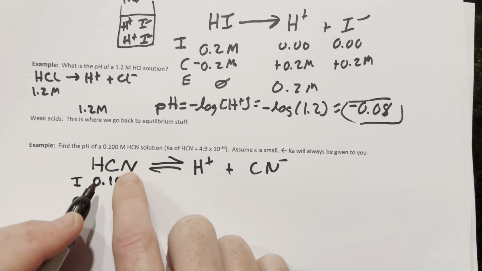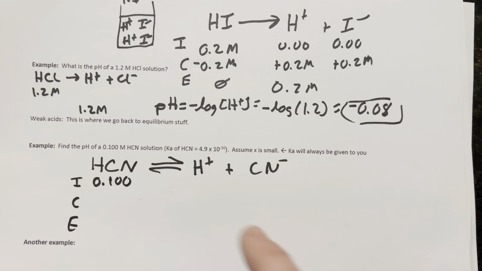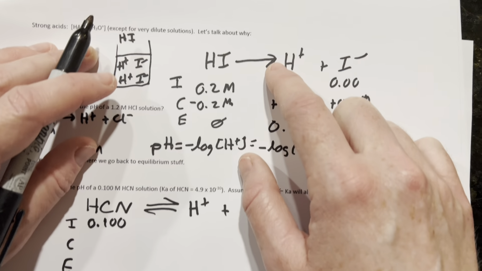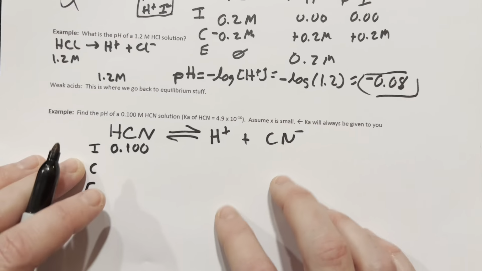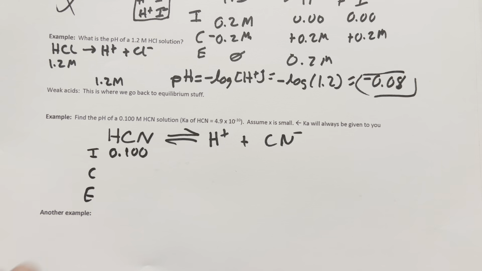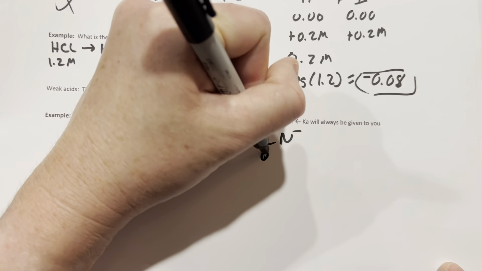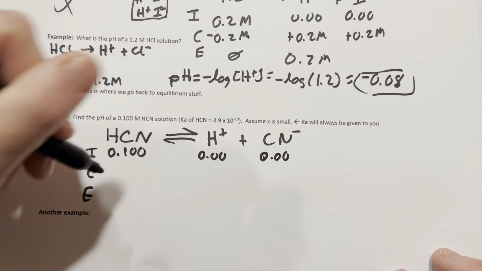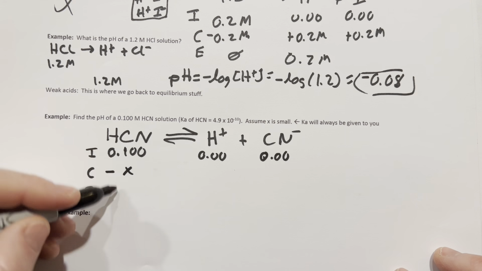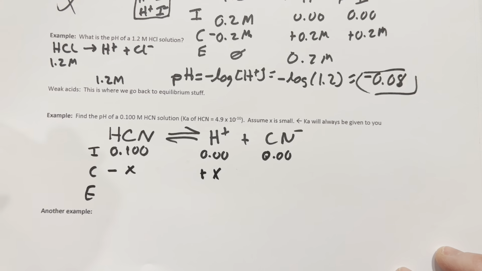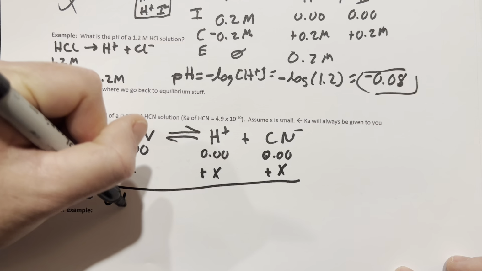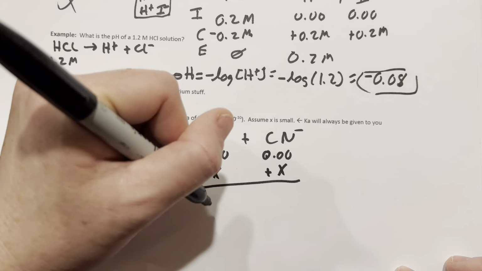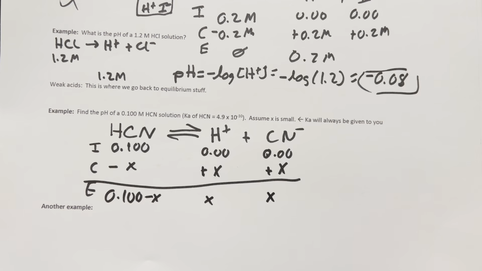All right, but is HCN a strong acid? The answer is no. It's not on our list of things to memorize that are strong, so this does not apply for down here. All right, but we do know we're going to lose something. This is going to be 0.00, 0.00. We're going to lose some, we're going to call that x. If we lose x here, we know we have to gain x there, and we have to gain x there. So then at equilibrium, we have 0.100 minus x, x, and x.